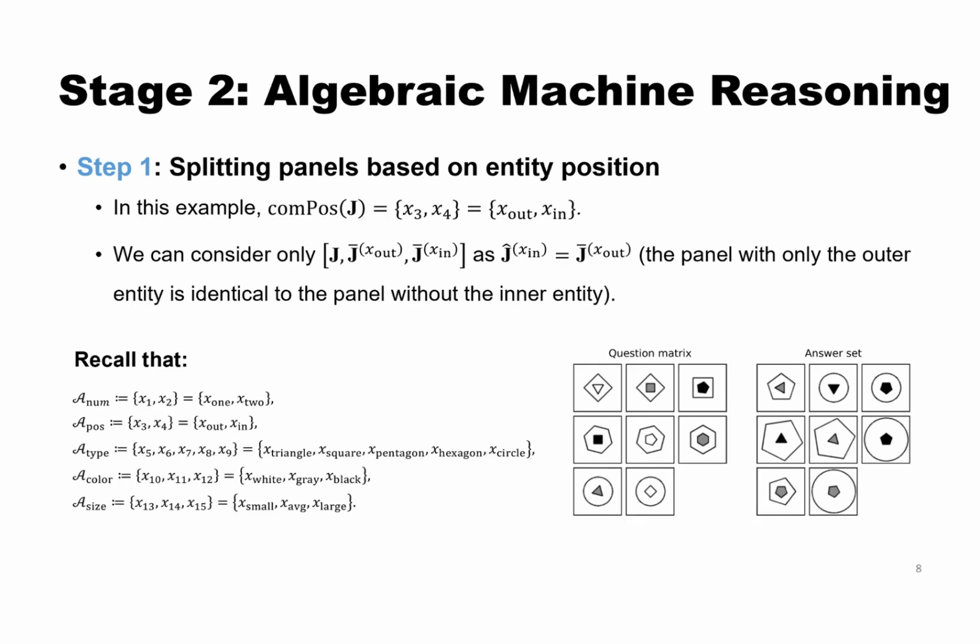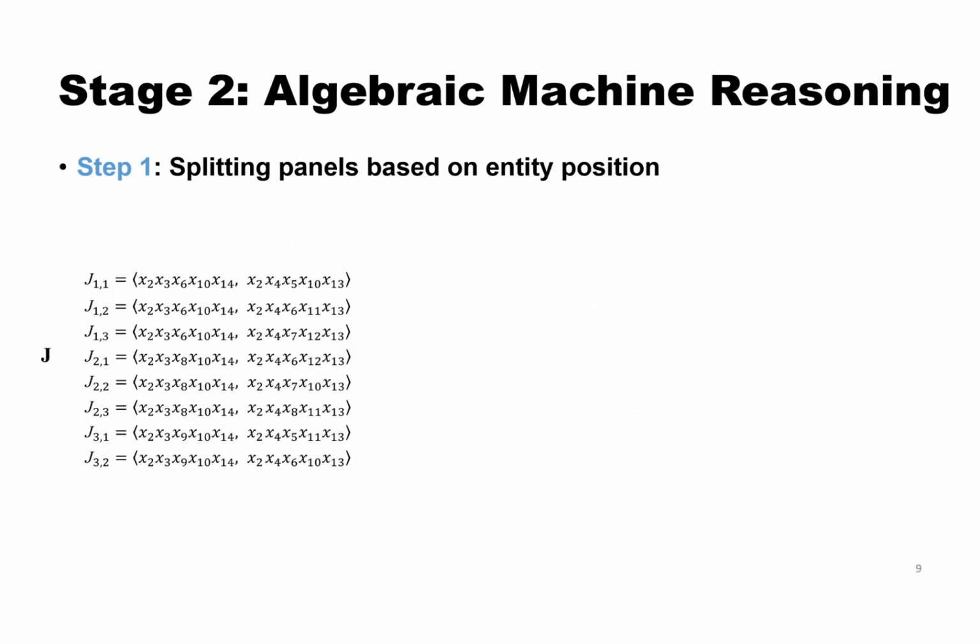For our running example, we can first compute the set of common positions x out and x in. Note that we can consider a list of only 3 concept matrices, as focusing on a position is equivalent to omitting the other position when there are exactly 2 entities in each panel.